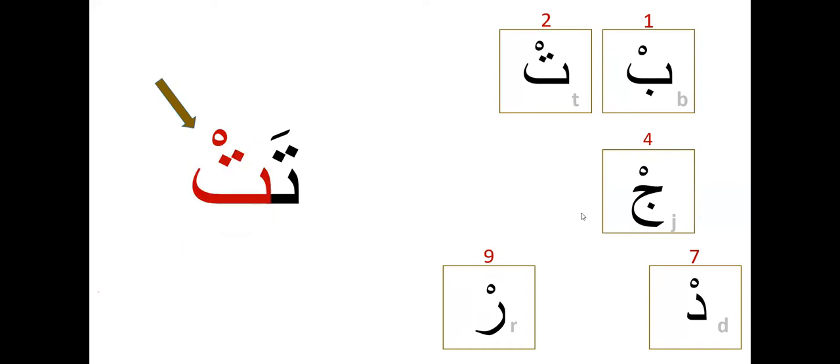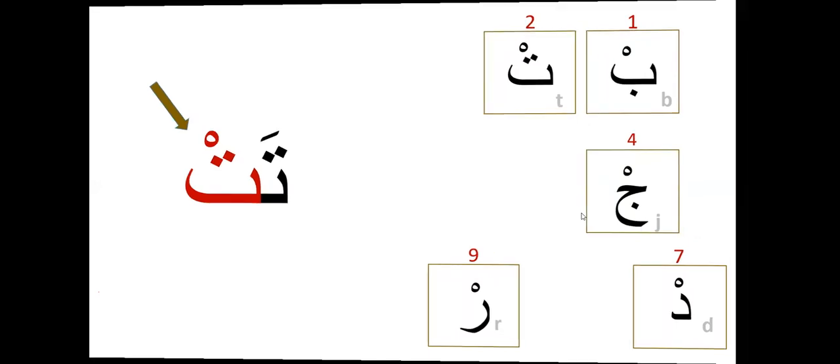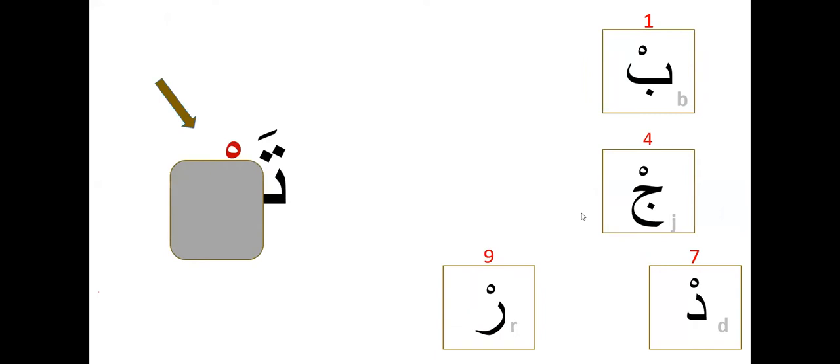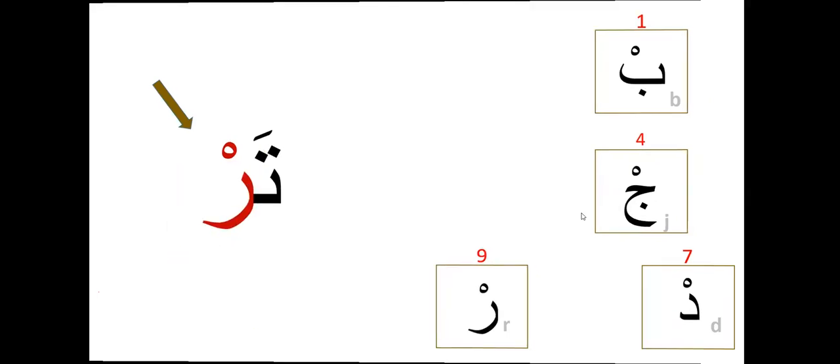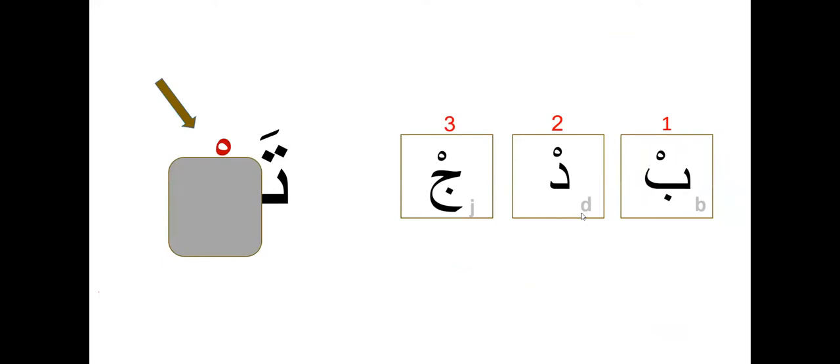Perfect. Here we go. Tar. Unanimous, you guys are getting nothing wrong. You will see that we're left with these three letters over here. And I left them last for a reason. Let's see. Okay, so we have 1, 2, 3.